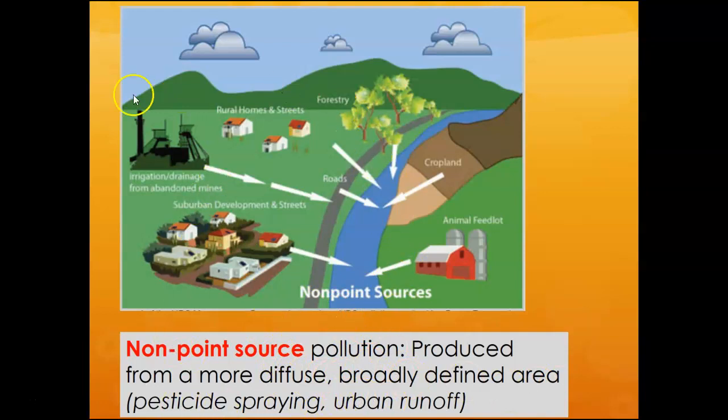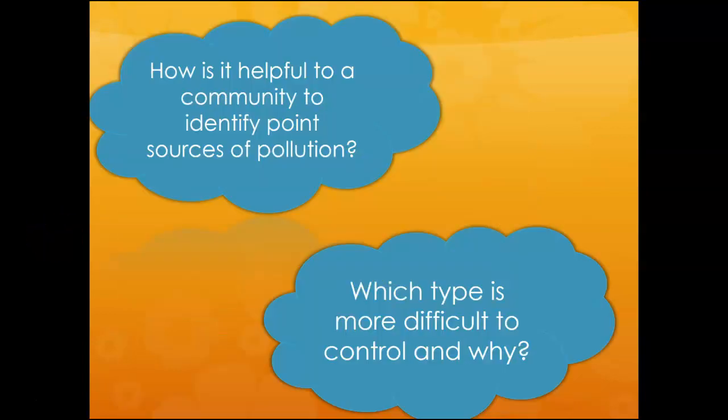Now, non-point source is where pollution is produced from a more diffuse, broadly defined area. So let's say we have pesticides, pollution from the animal feedlot, from the suburban area. There could be many different forms of pollution going in, and so it's not direct. It's a collective source of pollution rather than a very direct one.